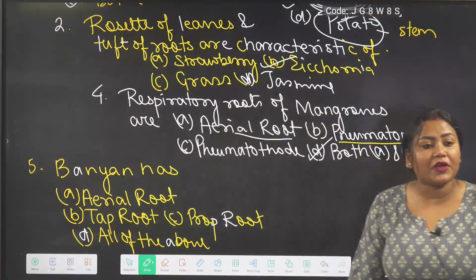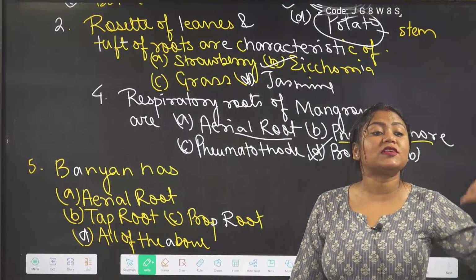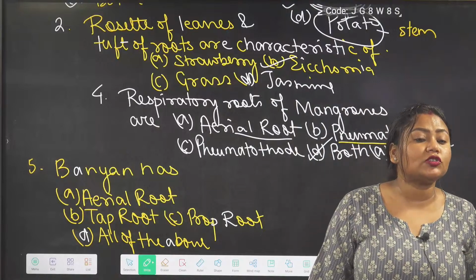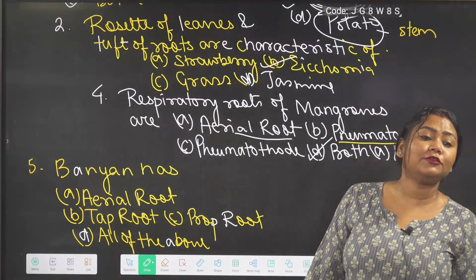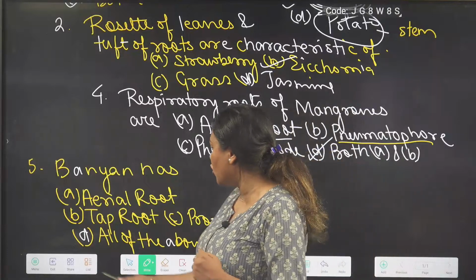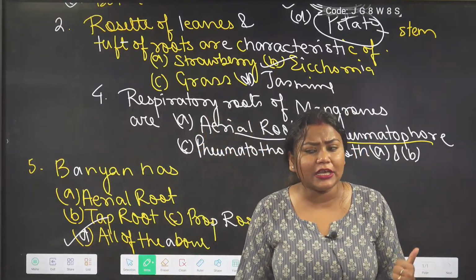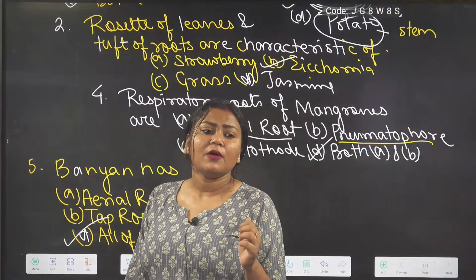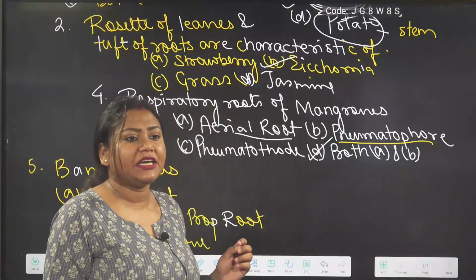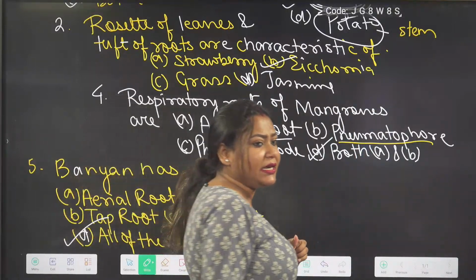Answer is all of the above because prop roots are above the ground, so those roots are known as aerial roots. Am I clear? Banyan has aerial root, tap root as well as prop root. Answer is D.